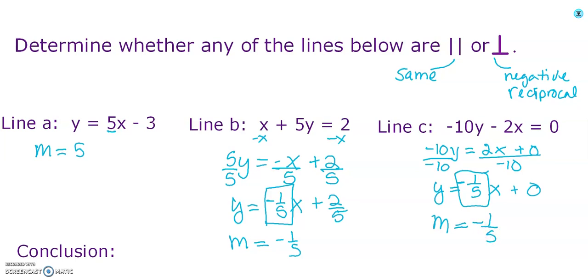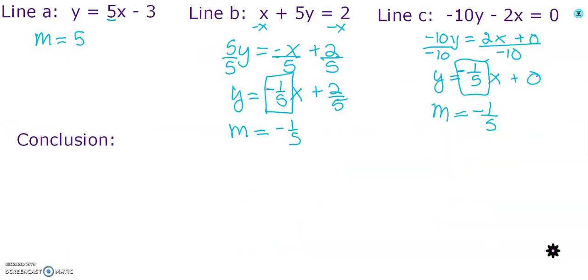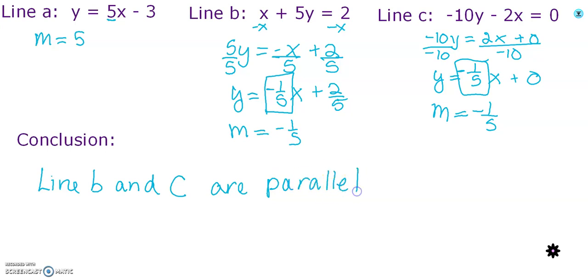So now that we have our slopes, what can we conclude? Well, let's see, which slopes are the same? Lines B and C. So we can say line B and C are parallel. They have the same slope and different y-intercepts.